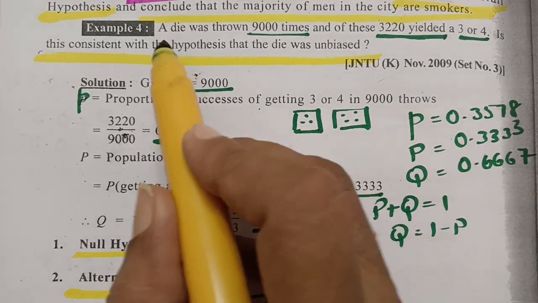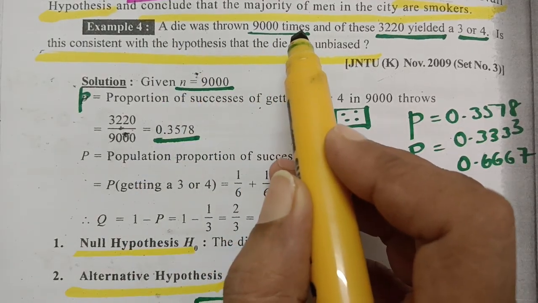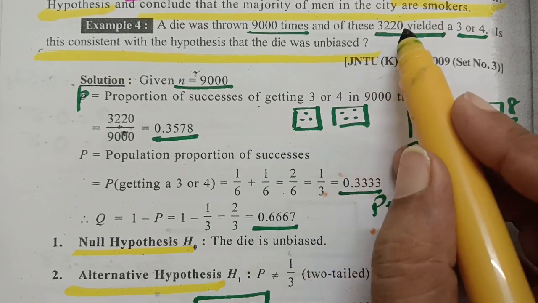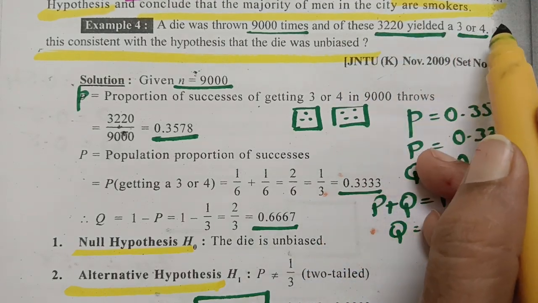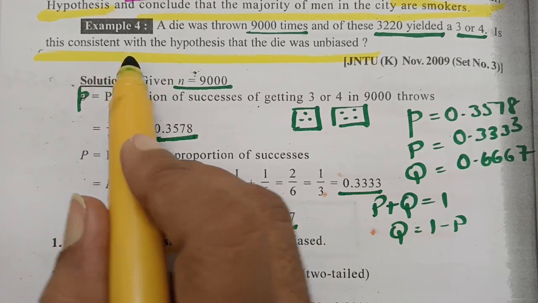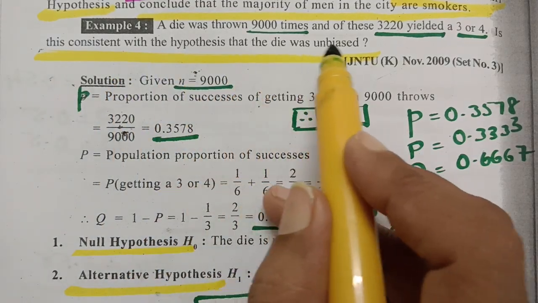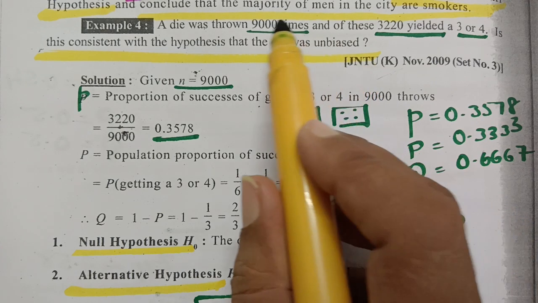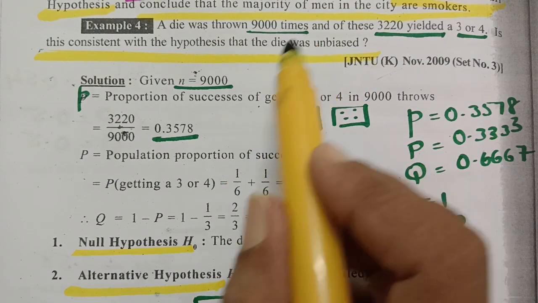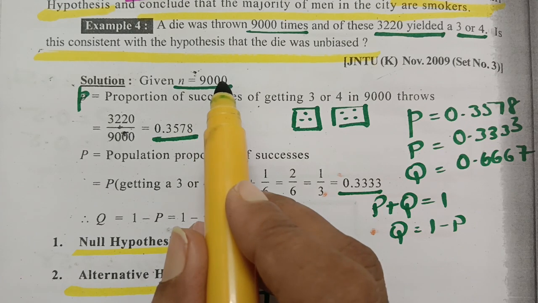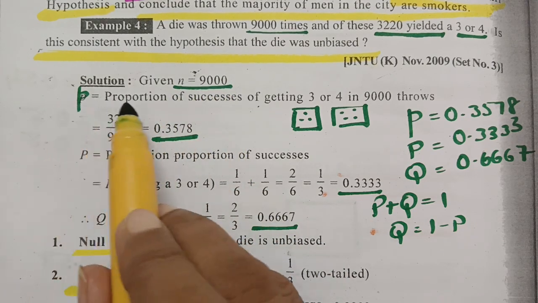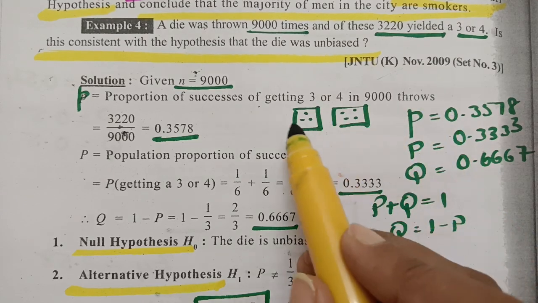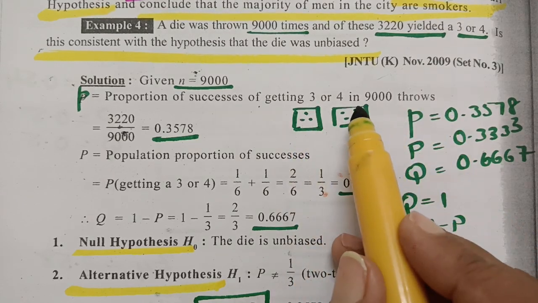So here a die was thrown 9,000 times. How many times? 9,000 times. And of these, 3,220 yielded a 3 or 4. Is this consistent with the hypothesis that the die was unbiased? So here, what is given? N is given as 9,000 times. And small p, the proportion of success of getting 3 or 4 in 9,000 times, is getting a 3 on the die and a 4 on the die.